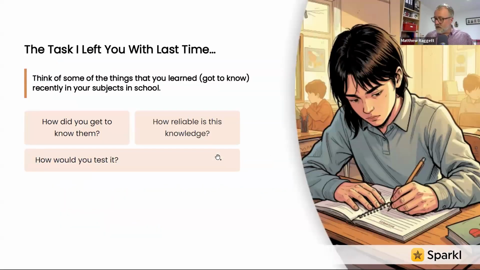So, one of the things I left with last time was asking people to think about something that they had recently learnt in class, something that they now know. And I wanted you to think about how reliable that knowledge is, and how you would actually test it. So I want you to think perhaps about where you were told that, maybe about who told you. Did you read it? Was it in a book? What kind of book was it in? Was it something that you saw on a reel or on a documentary, or did it come up on a feed? Is it something that you saw for yourself, that you got to know yourself?